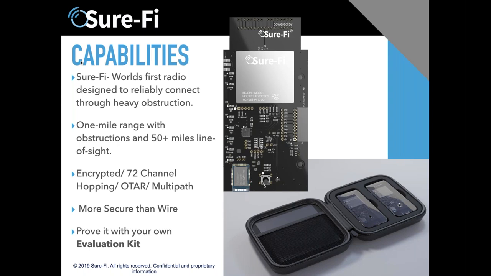have a handful of features in there. This radio will go about a mile through obstruction and over 50 miles line of sight. Now, that's a big claim. I get that. I was in RF before and involved in that before I came to the company, and that's a big claim. So, we don't expect you to take our word for it.